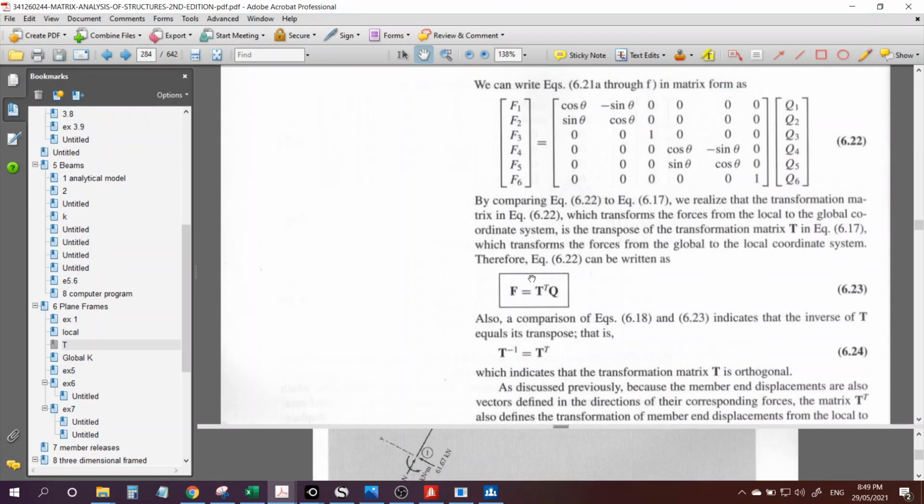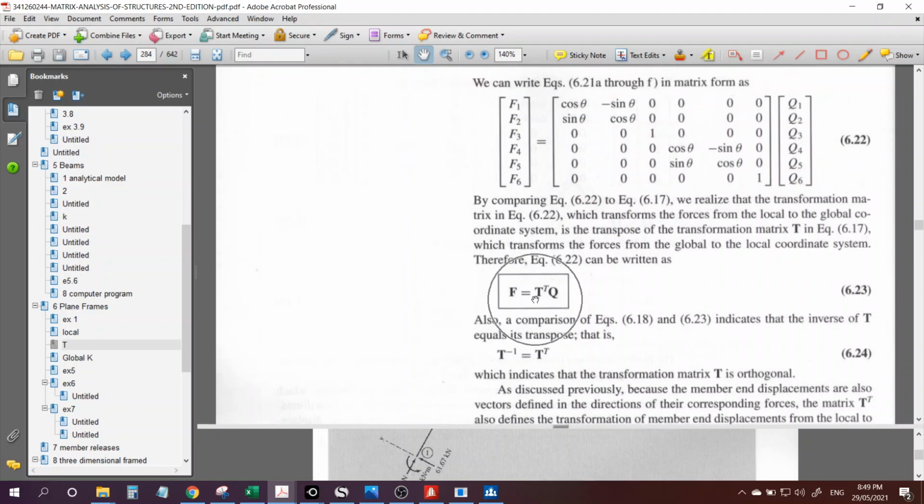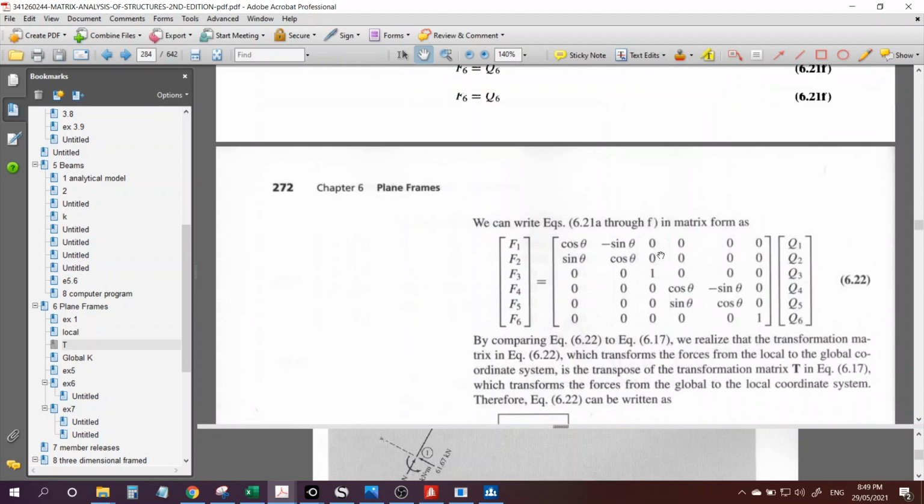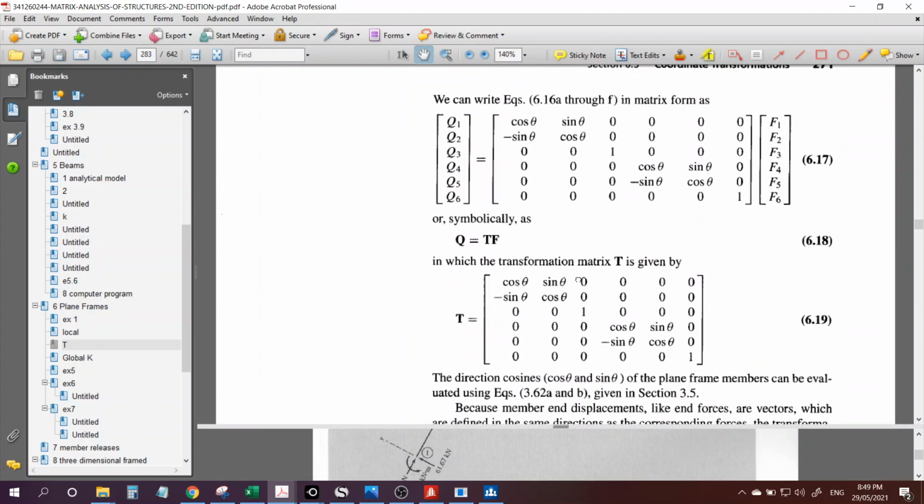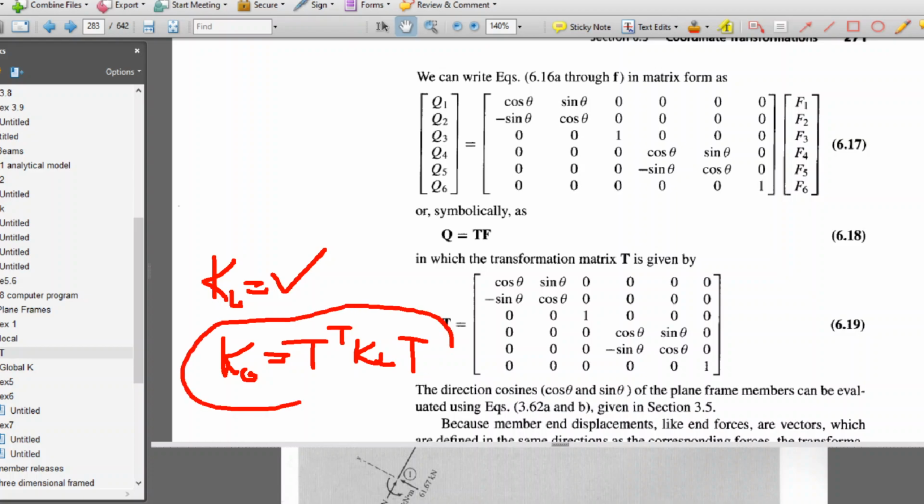And if you express that in matrix form or in a general formula, that is F equals T transpose Q. By the way, this is the transformation matrix, sorry. And again, to determine the global, earlier we got the local. Now to determine the global, we will use the same formula, T transpose K local T. This is the formula we've been using even in beam and in axial member. So it's still the same formula.